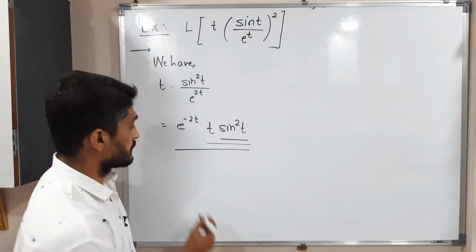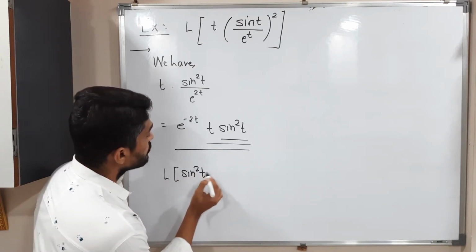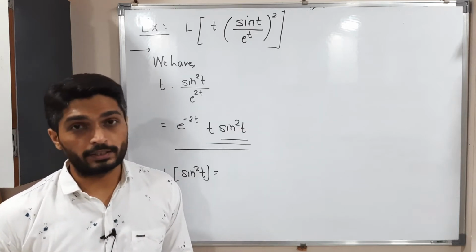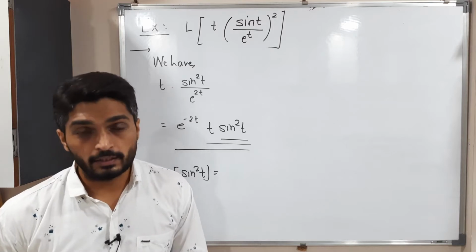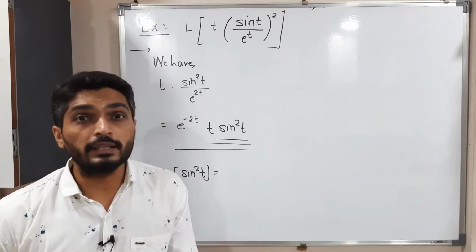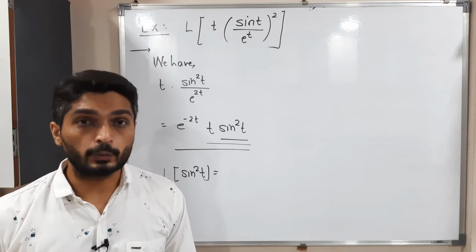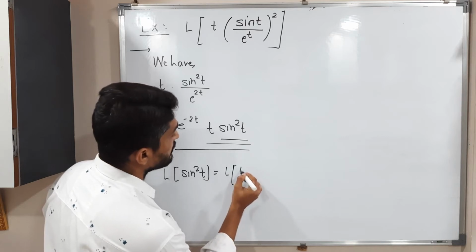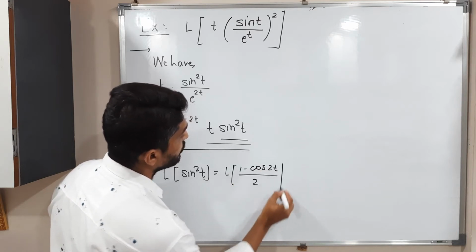Consider sine square t first. So Laplace of sine square t. Since a square is there, there is no direct formula of Laplace to solve it. So I will use the formulas of trigonometry to simplify it. The formula for sine square theta is 1 minus cos 2 theta divided by 2. Let us use that formula. So Laplace of sine square t means Laplace of 1 minus cos 2t divided by 2.